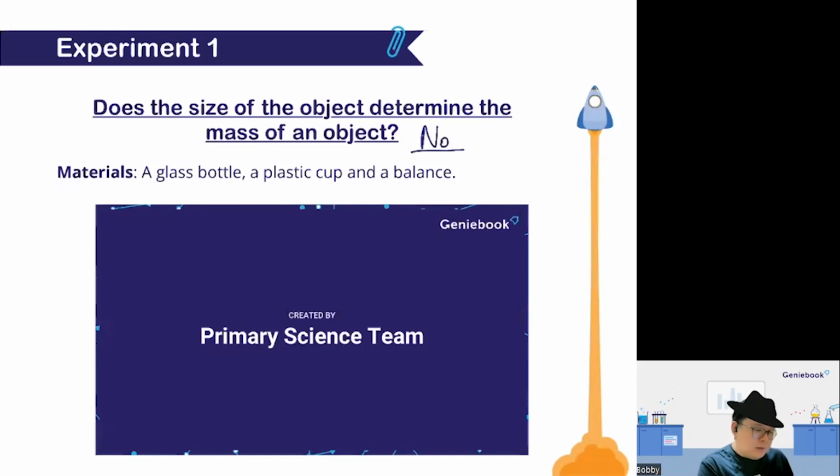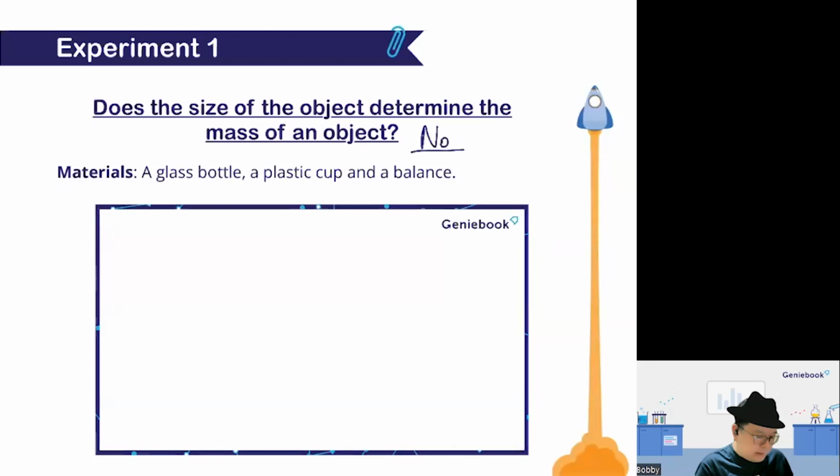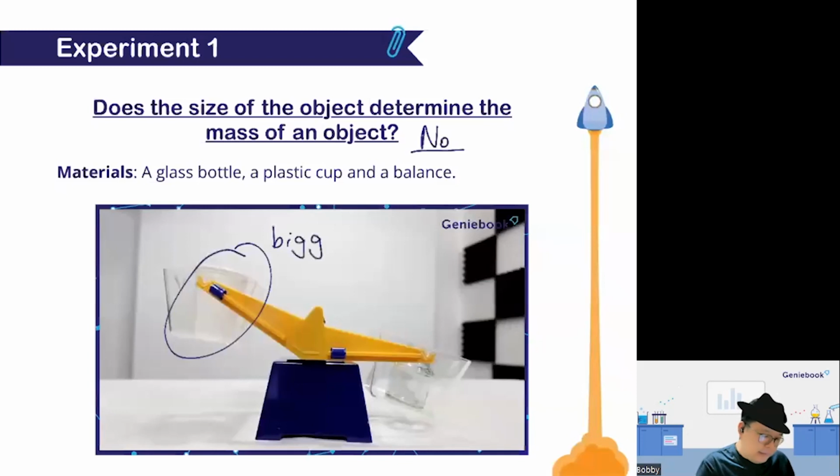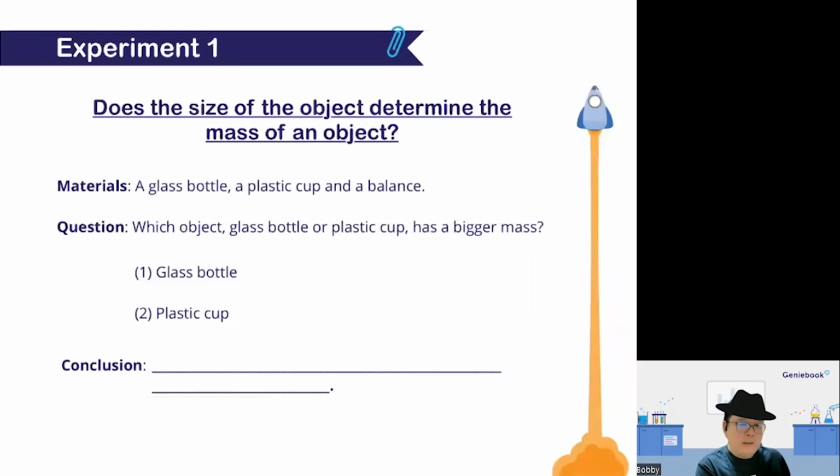Based on this, let's watch the last part. We can tell that the cup is definitely bigger than the glass bottle. The glass bottle is smaller. If that's the case, which object has a bigger mass? As you should know by now, the answer is the glass bottle.